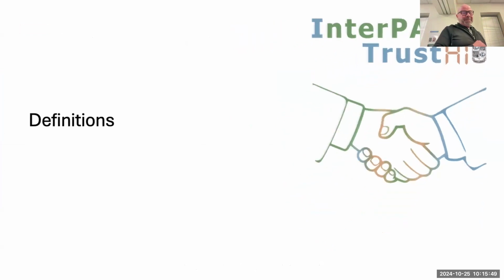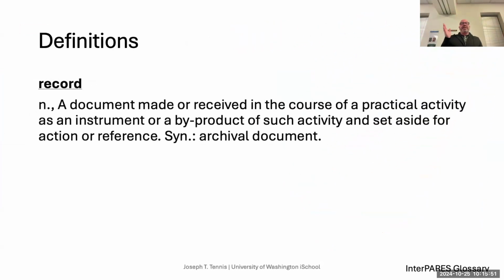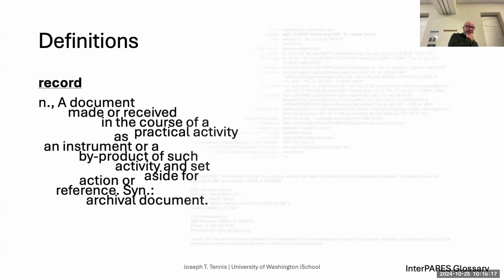So definitions. First of all, we want to define what a record is in this context. So just to refamiliarize ourselves with these things, a record is a document made or received in the course of a practical activity as an instrument or a byproduct of such activity and set aside for action or reference. And because this is an international context, we also have the synonym archival document, which we need to translate into the Latin languages because of the way English has adopted record versus document.